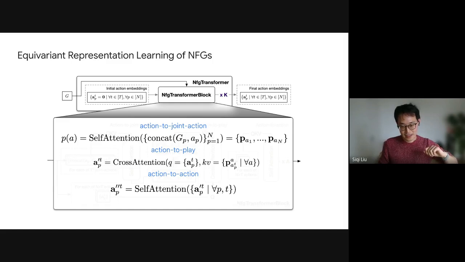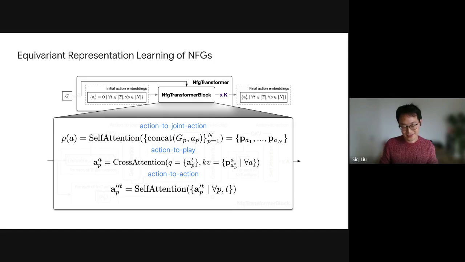So this is a play of an action A1 under the joint action A. And you can imagine that the same action A1 will participate in many joint actions. So the next step is to take that entire set. For every single action, we gather every joint action it has been part of, and that would be our key-value set. Then the query will be the action embedding itself. So this action has played in all of these joint actions, with the information gathered from each of those joint action values, and we assimilate all that information into an updated version of the action embedding. That's the A1 prime here.